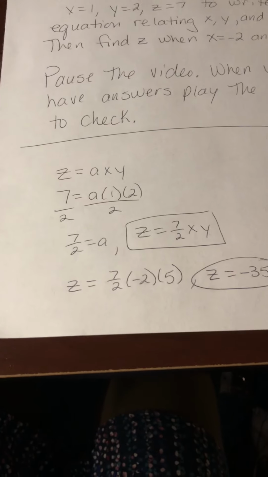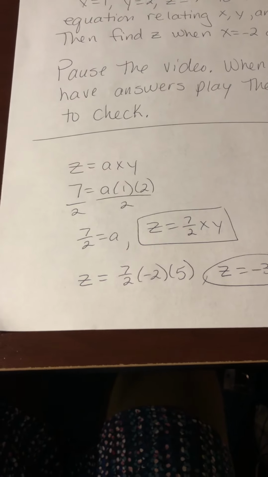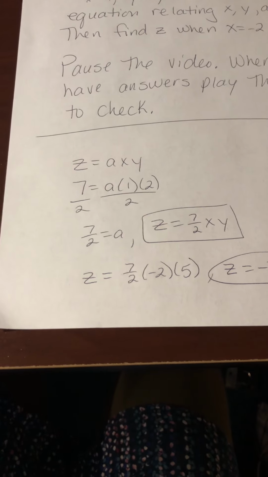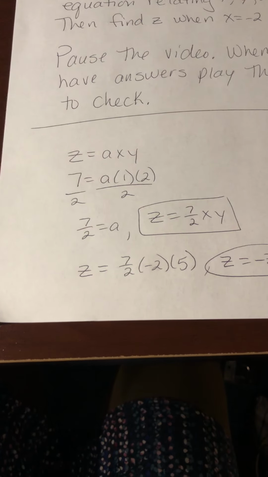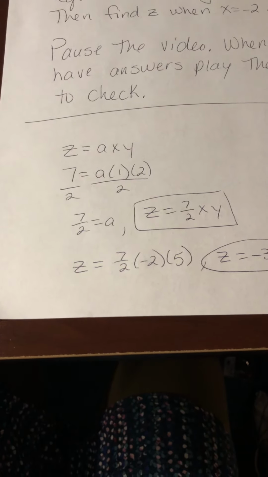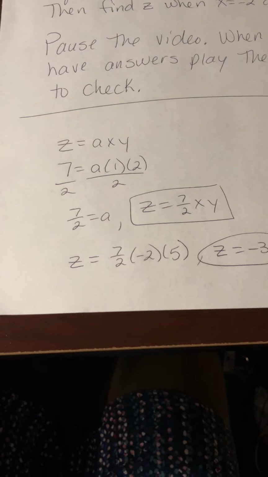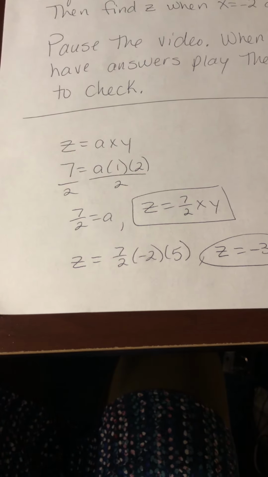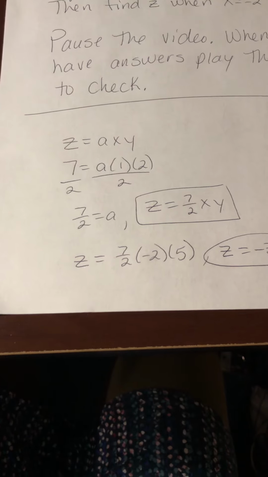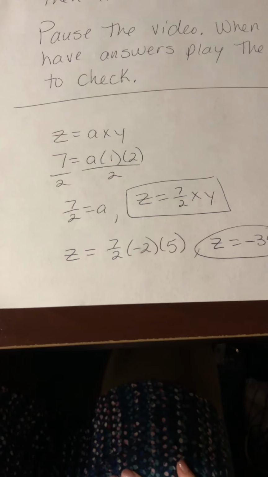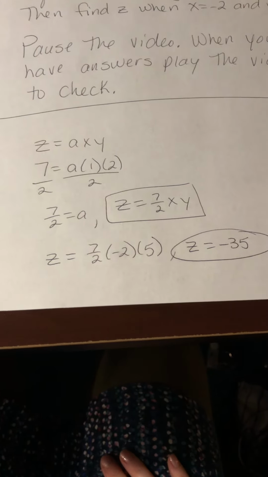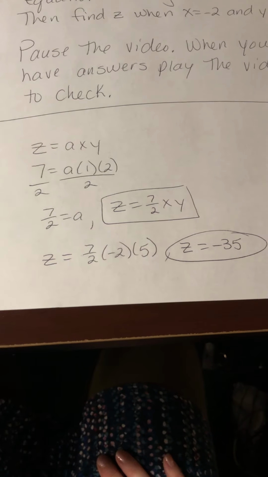So step 1, write the joint variation model. Z equals a times x times y. I plugged in 7 for z, 1 for x, 2 for y. 1 times 2 is 2, so I divide both sides by 2. 7 cannot be divided by 2 evenly, so I leave it as an improper fraction, 7 halves. Step 3, I write the model, z equals 7 halves xy.